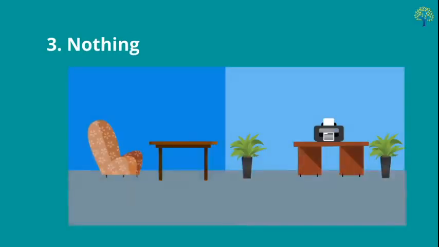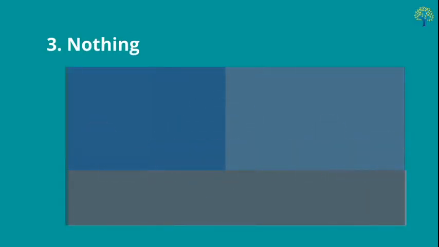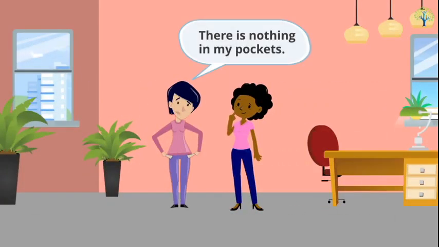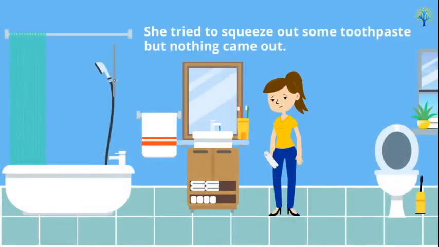Use nothing for non-living things. For example, there is nothing in my pockets. Or, she tried to squeeze out some toothpaste, but nothing came out. Now you know how to use negative pronouns.